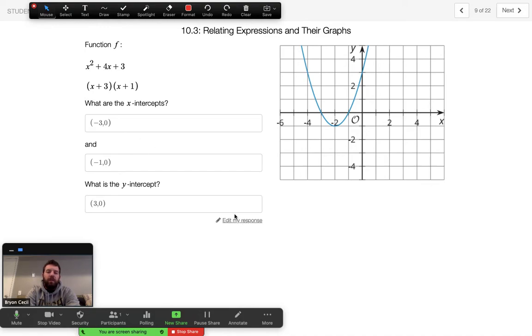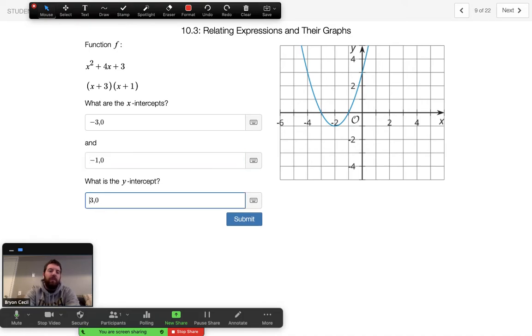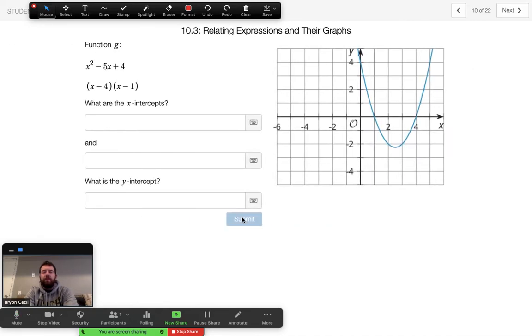Okay, and you know what? Actually, it might not. I think when we did this, it didn't like the parentheses to tell me if I'm right or wrong. But we'll see. Those are right.